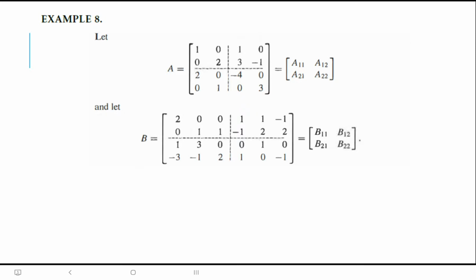Okay, so we have here another example. So, example 8. So, here we have A to be equal to a 4 by 4 matrix. Okay, partitioned into 4 2 by 2 matrices. And then B is a 4 by 6 matrix. So, pwede ba natin sila ipag-multiply? Yes, kasi yung bilang ng columns ni A ay equal sa rows ni B. So, again, matrix multiplication is possible.